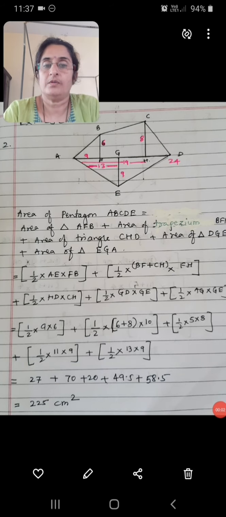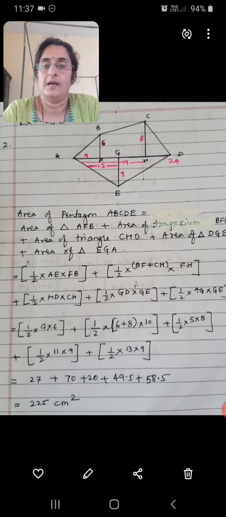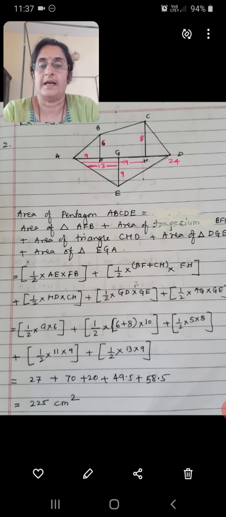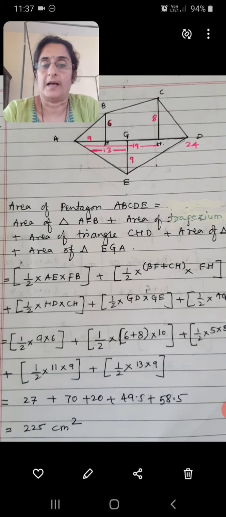Here we are going to start with the first triangle, that is half base into height. Base and height we know, base is AE and height is FB. Next we are going to find out the area of the trapezium. For a trapezium, we have to add both the parallel sides and then multiply with the height. So half into BF plus CH into FH.